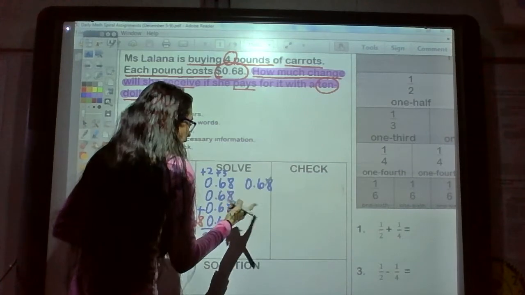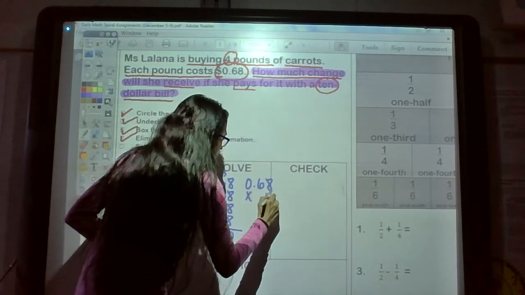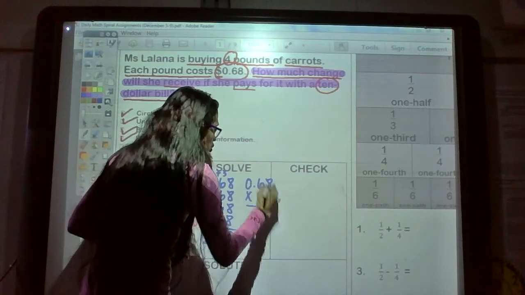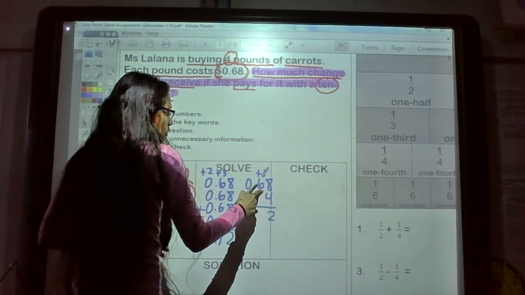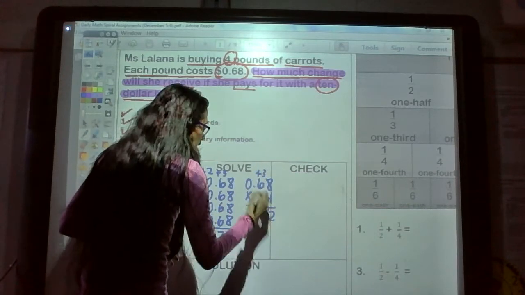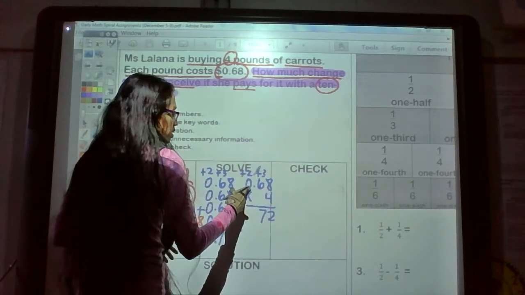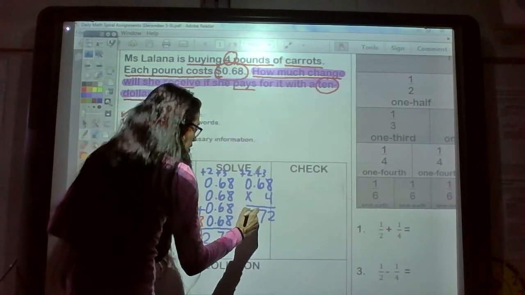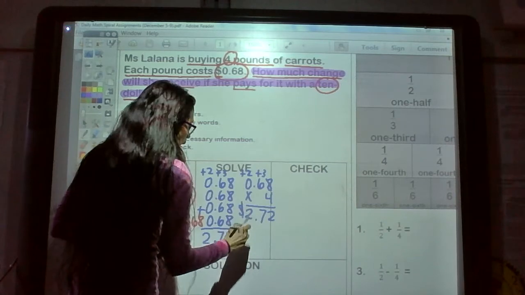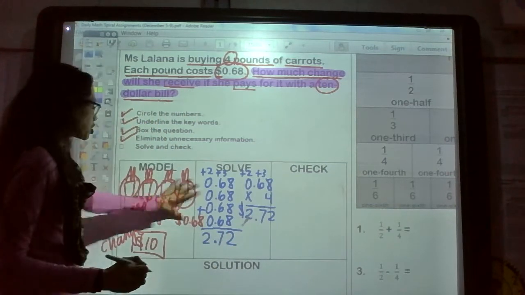68. You can do both ways. You can pick whichever way you want to. 4 times 8 is 32. Write the 2, plus 3. 4 times 6 is 24. Plus 3 is 27. Plus 2 up top. 4 times 0 is 0. Plus 2 is 2. Decimal. Right there, $2.72. So that's how much this costs.